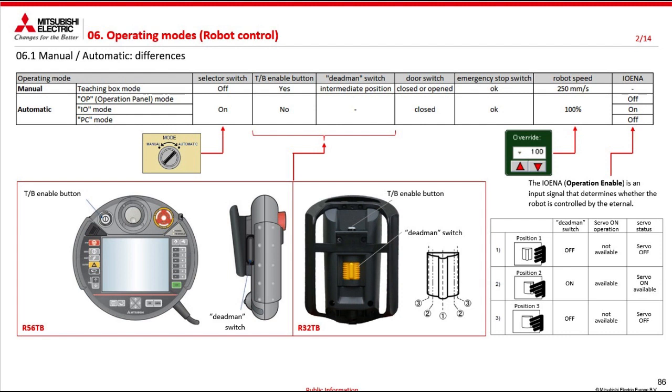This input determines whether the robot is controlled externally or not. That is, by activating that signal, the ability for other interfaces to take control of the robot will be removed. In OP mode, the signal must be kept low. In IO mode, it must be turned on. In PC mode, it must be kept off.